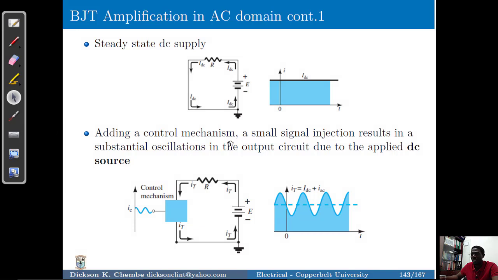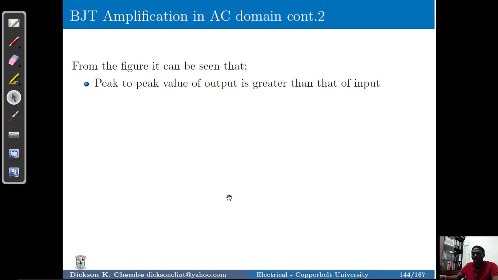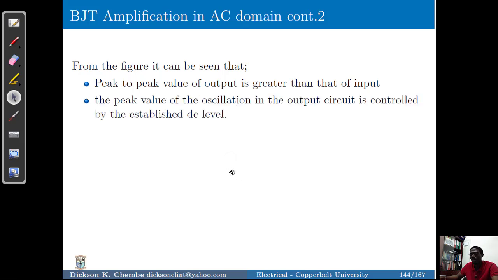So when we are analyzing the circuit, the peak-to-peak value of the output is greater than that of the input, as you've seen. Then the peak value of the oscillation in the output circuit is controlled by the established DC level.